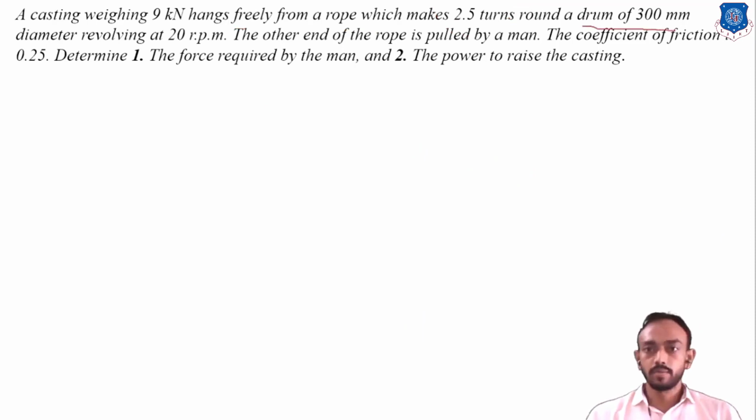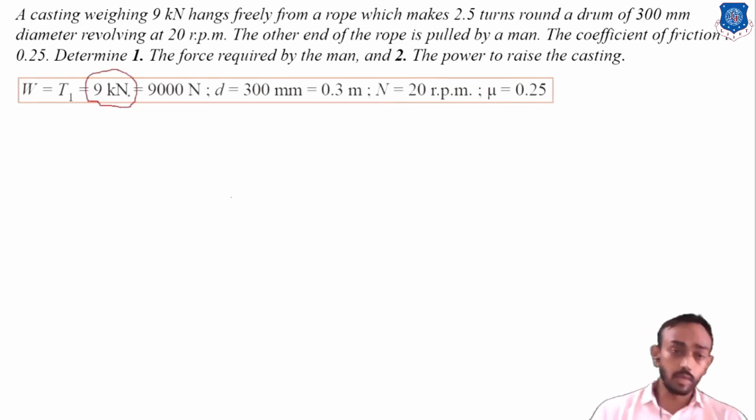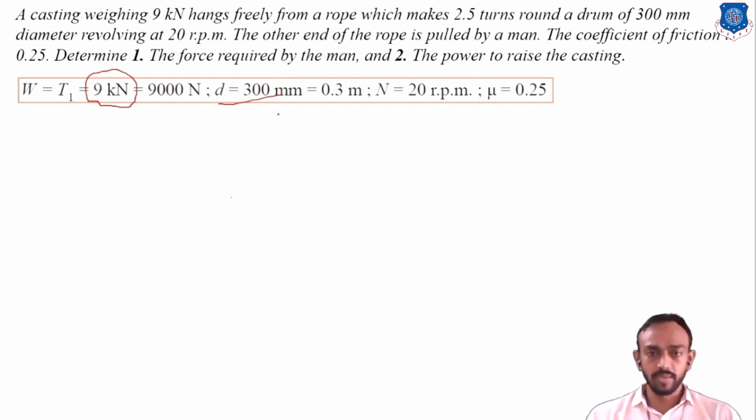A drum of 300 mm diameter revolving at 20 rpm. The other end of the rope is pulled by the man. Coefficient of friction is 0.25. We have to find the force required by the man, and the power totally used in raising the load. So first of all, the given data. The tight side or load is the casting, 9 kilonewton, meaning 9000 Newton. Diameter of pulley is 0.3 m, RPM of the pulley is 20, and μ is 0.25.